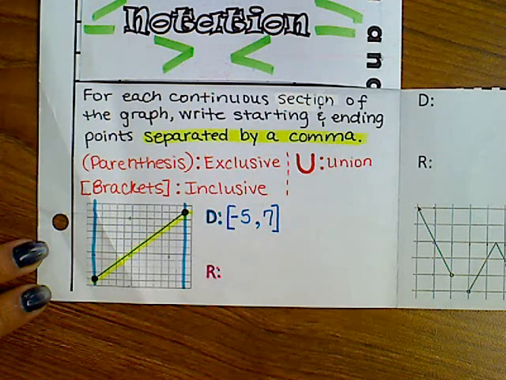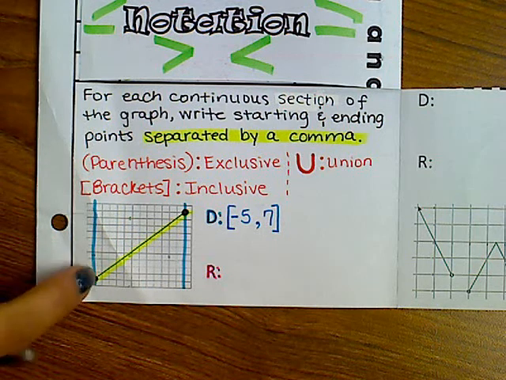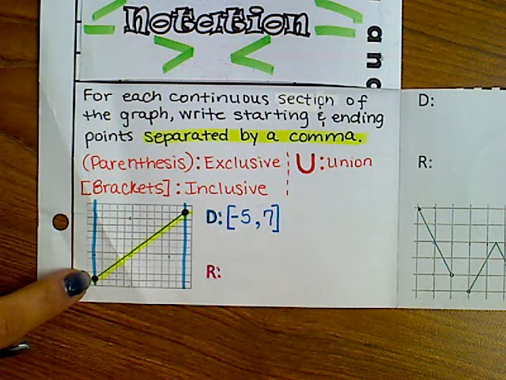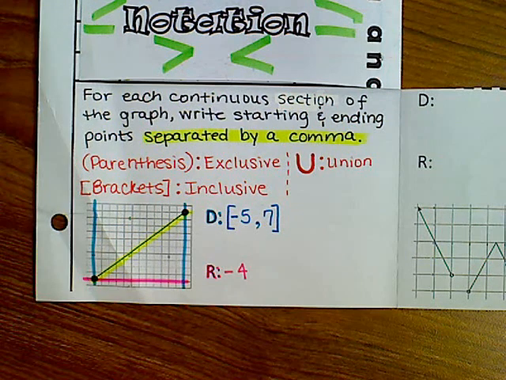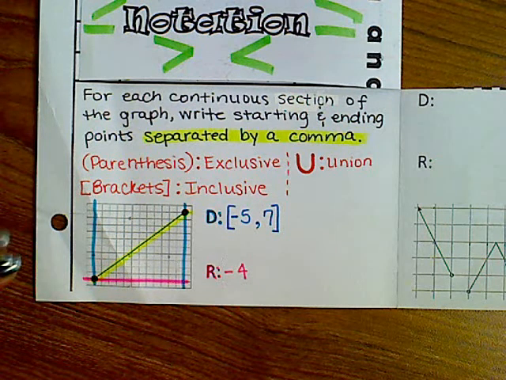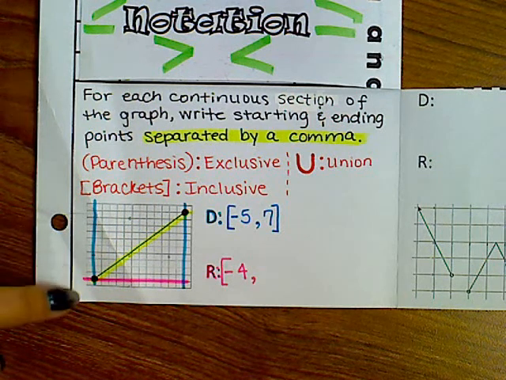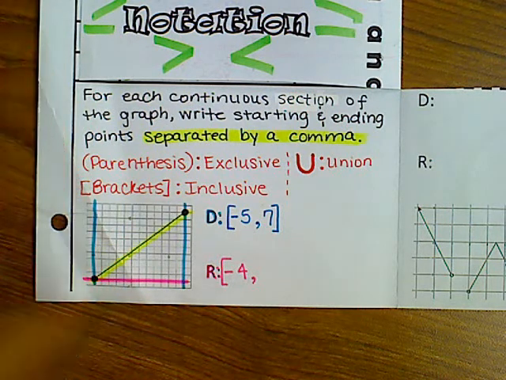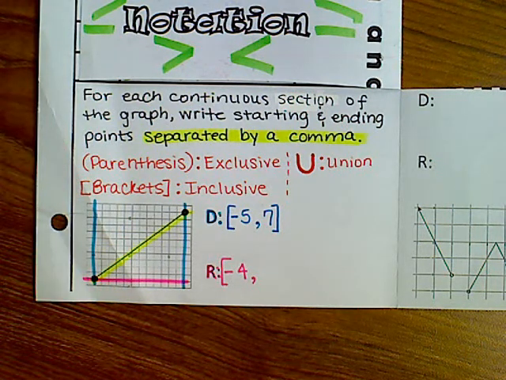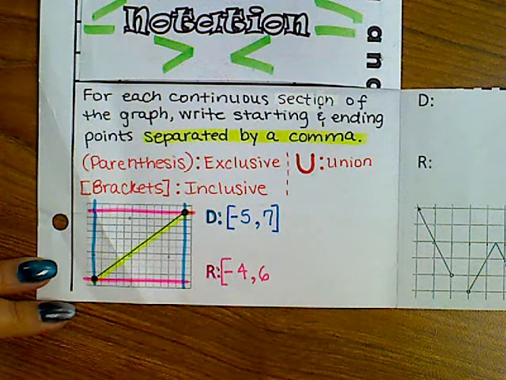Now let's recall bottoms up. So let's start at the bottom of my yellow relation, and it looks like again we have a solid dot at 4. Because it's inclusive, I need to use a bracket to begin. Don't forget to follow your comma, then move over to your ending point, bottoms up. Again, we're ending with a bracket, inclusive.